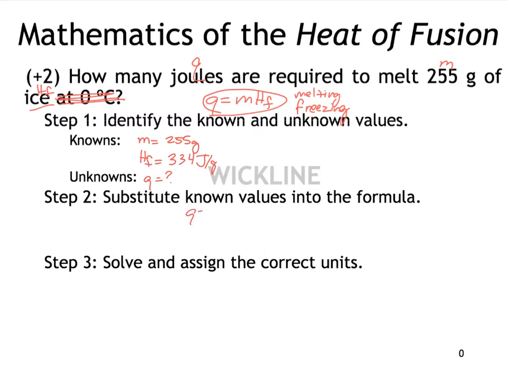So if we start with this equation, Q equals mHf, and we substitute known values into this equation, it's already arranged for us, so I'll just leave it like this, with Q in front. The mass is 255, and the Hf is 334. So I've substituted, and the last step is just to solve. So I got 85,170 joules. Remember, joule is the unit for Q.